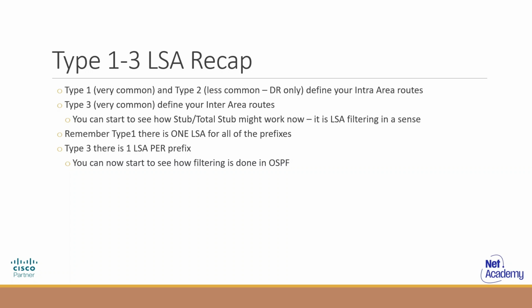Type 1, very common. Type 2, less common, but it's important to know about those type 2s. Type 3s, really common, and type 3s are really important because type 3s are what are building the entirety of your autonomous system. Type 1s and type 2s are what are building the entirety of your intra-area routes, right? Inter-area routes. Intra-area routes. That's correct. Type 1s and type 2s are building your intra-area routes. Type 3s are your inter-area routes, which means the entirety of your autonomous system.